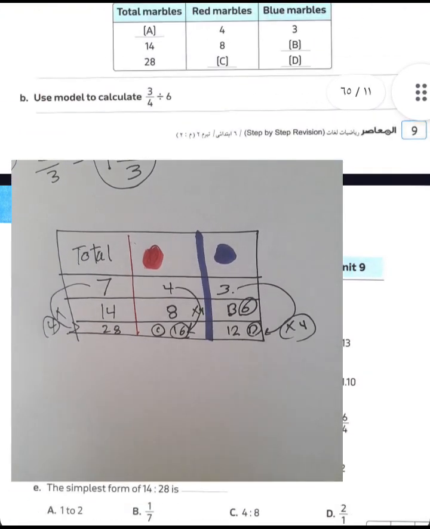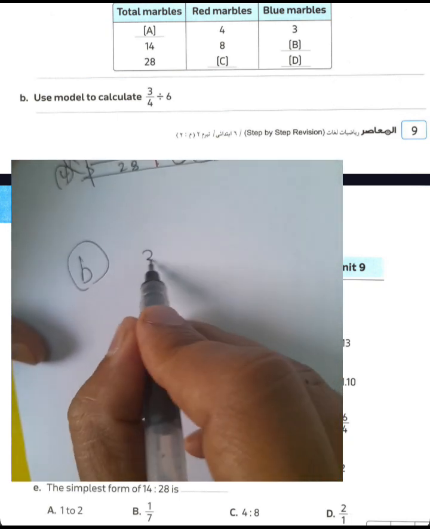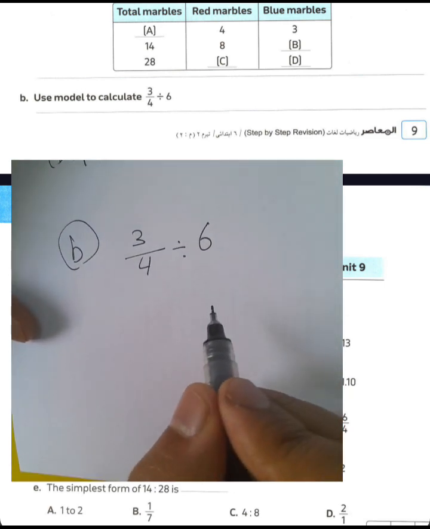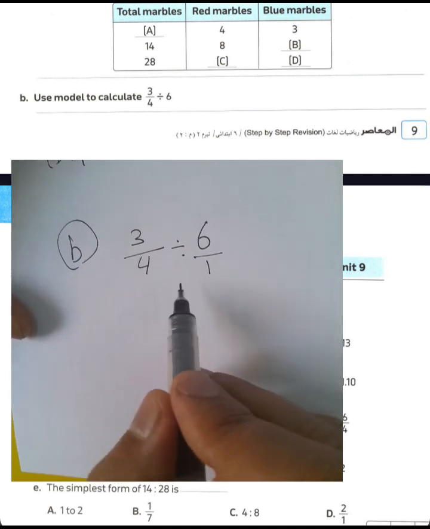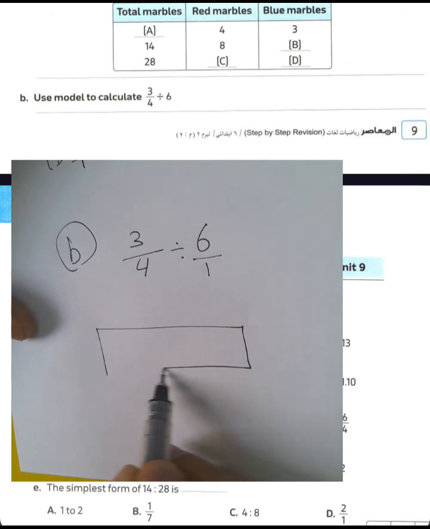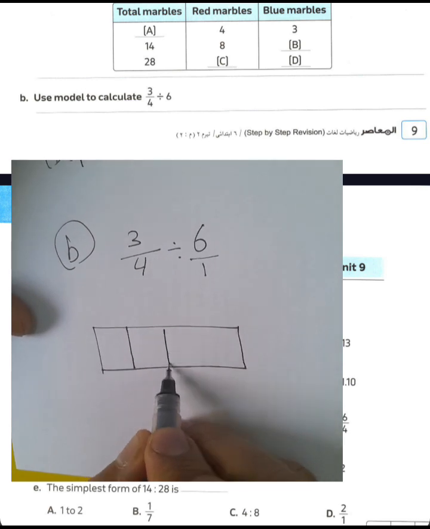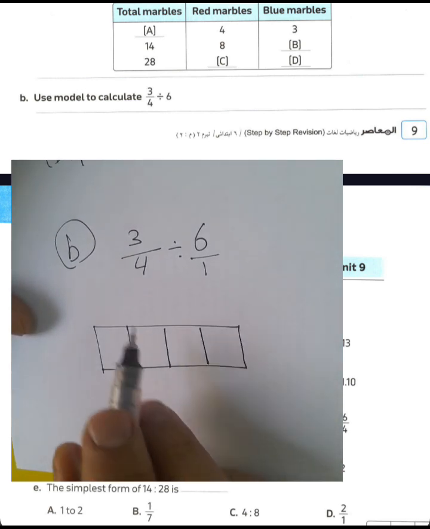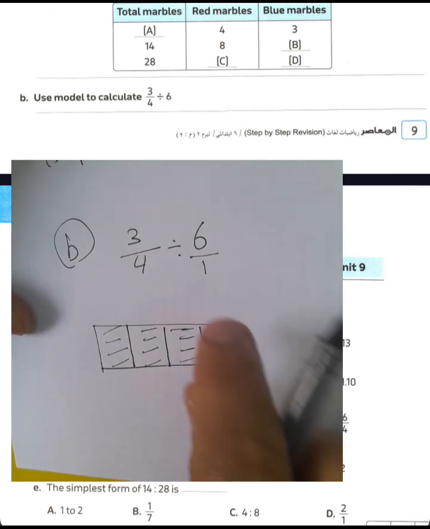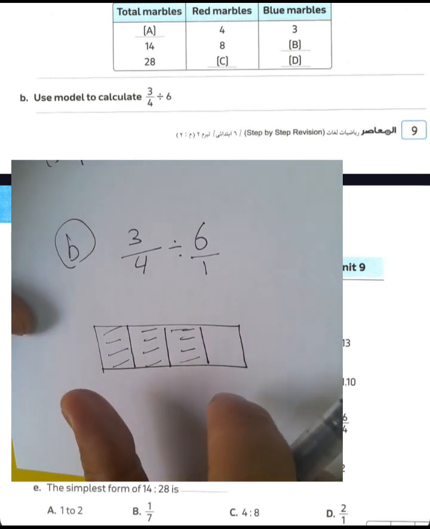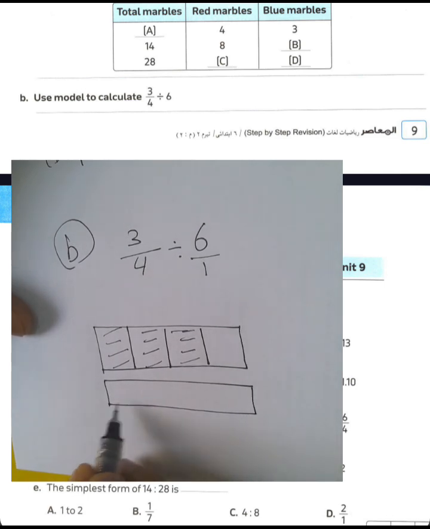We have the next question, letter B. Use the model to calculate 3 over 4 divided by 6. We know the least common multiple of the two denominators equals 4. Then we will draw a model and divide it into 4 parts, 1, 2, 3, and 4. Okay, and I will color 3 parts from this model, and I will draw 6 models from this model, and I will color each of them.